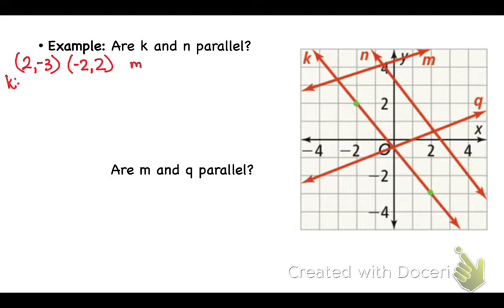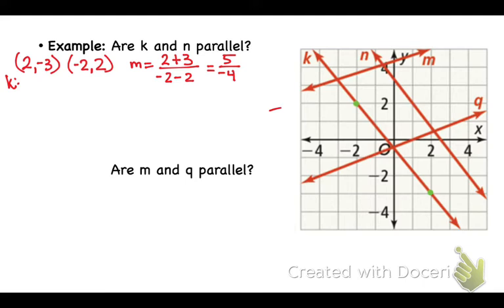So the slope equals 2 minus -3 over -2 minus 2. So I get 5 over -4 or -5/4, either one, right? So I now need to find the slope of N.